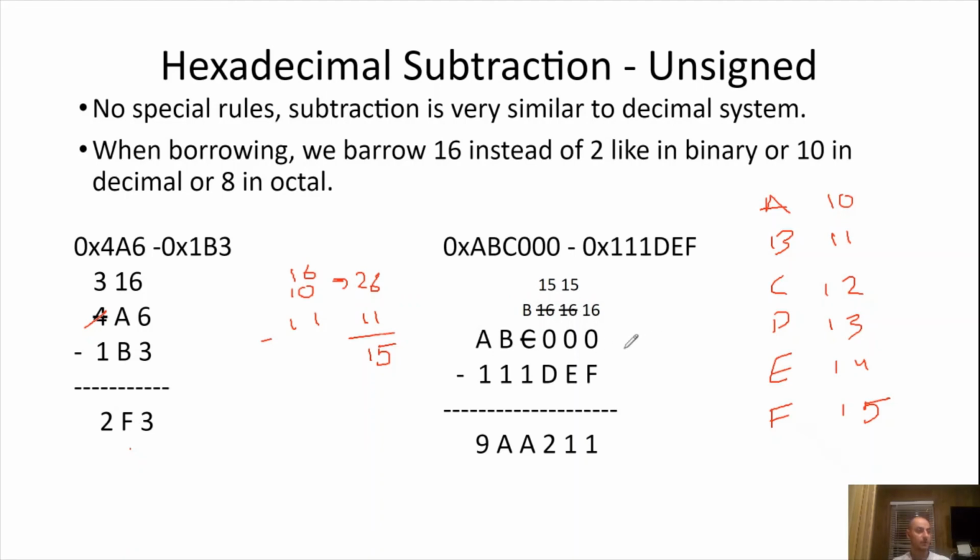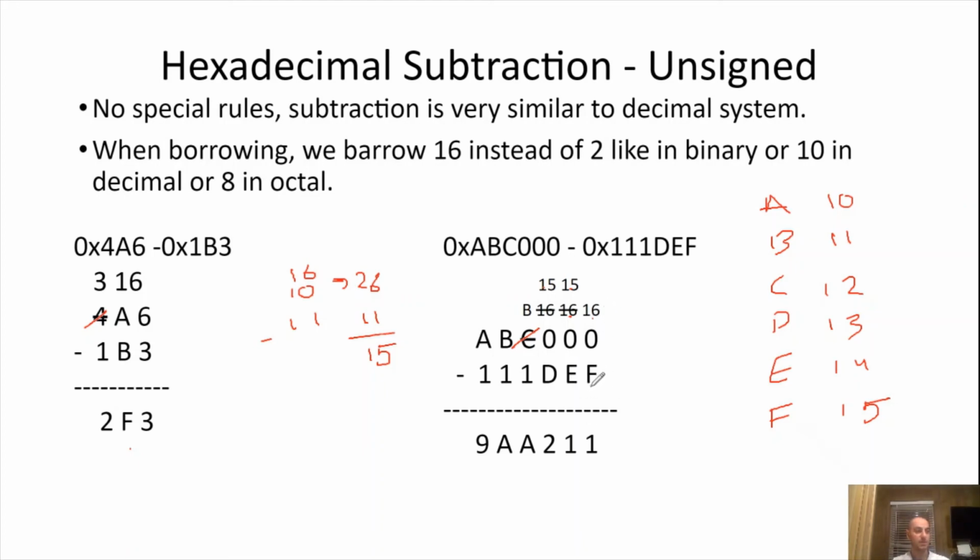Here we have another one. From the beginning, we have 0 minus f, which we cannot do. And we have to start borrowing. All of these are 0, so we cannot do it. So from here, we have c. This becomes b. And we get 16 here. And because we want to take it all the way to the first one, this 16 has become 15, and then we get this 16, and then again this 16 has become 15, and we have this 16 here. And now we can do the subtraction.